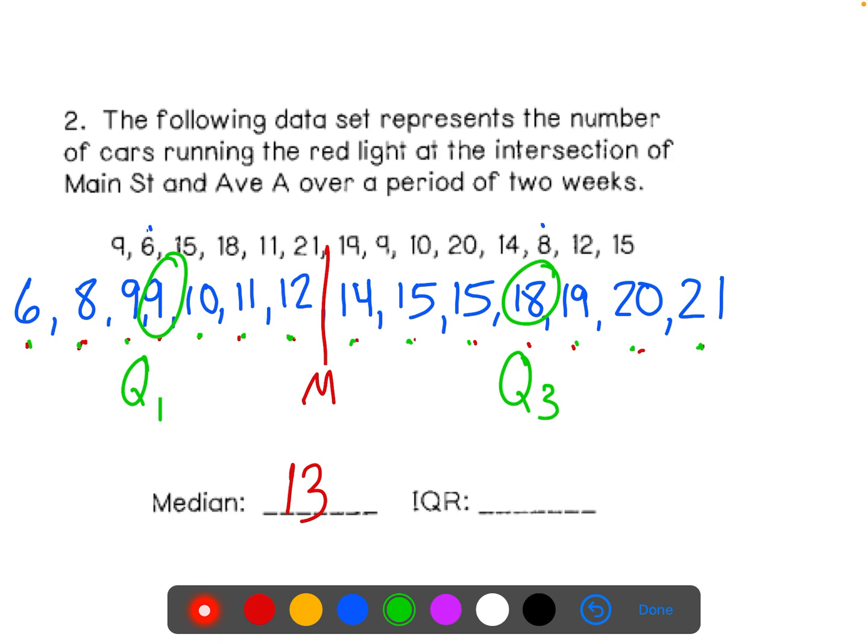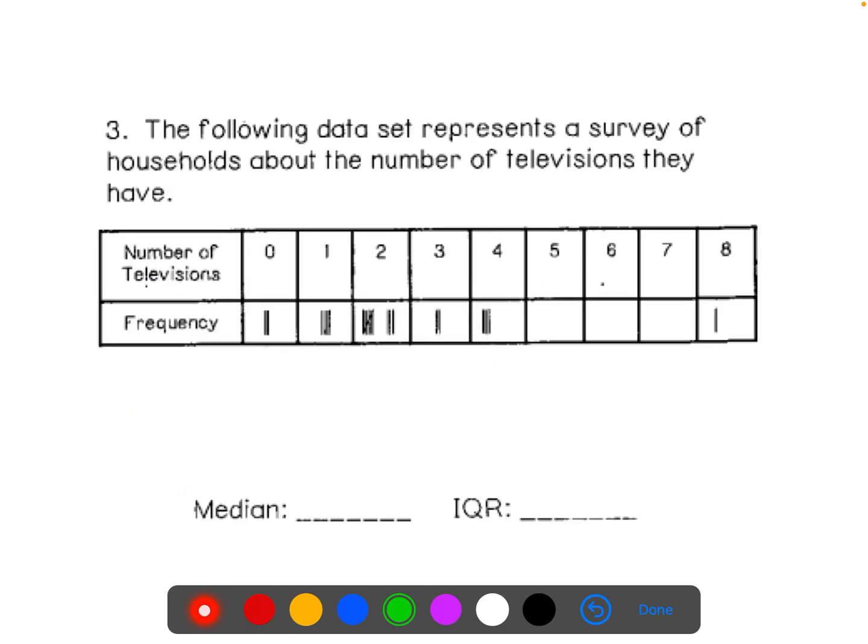All right, now I have my 4 sections of data here, and I just need to find the range between them. So between 9 and 18, how far of a spread is that for my data? I could just subtract 18 minus 9, and my IQR is 9 in this example. For this next one, I want you to give it a try now.